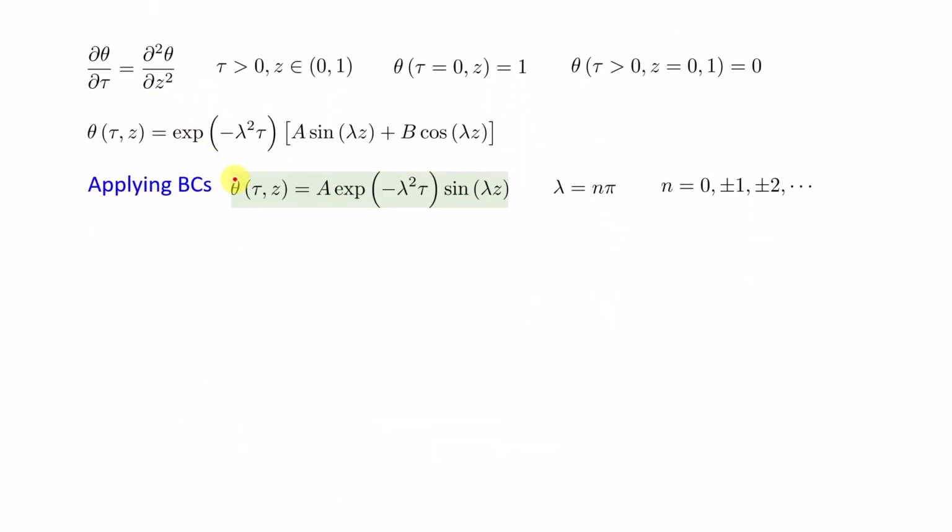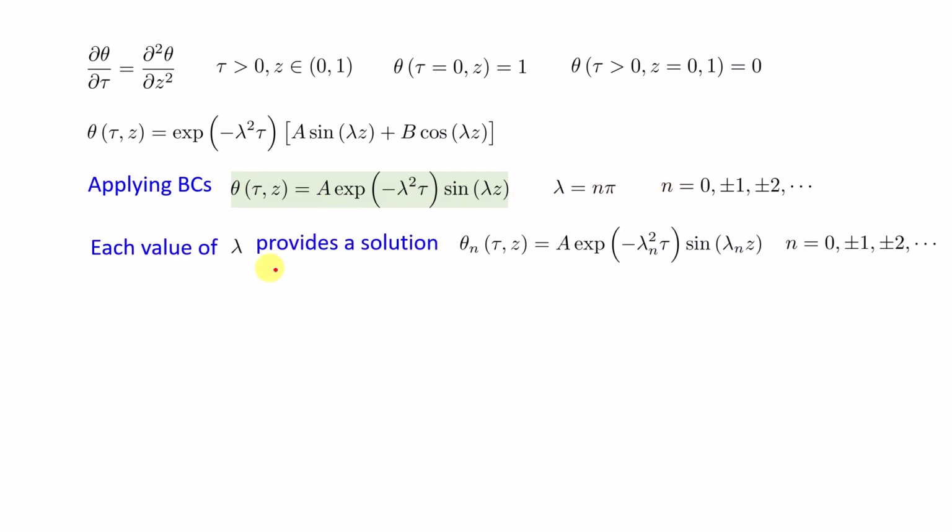So now let us see what we are going to do about it. Each value of n, where lambda is n pi, will give us a solution. So I write this: each solution is theta n equals exponential minus lambda n squared tau times sine lambda n z. So this lambda n means n pi for n equals 0, plus minus 1, plus minus 2, etc. Each of these is a solution.